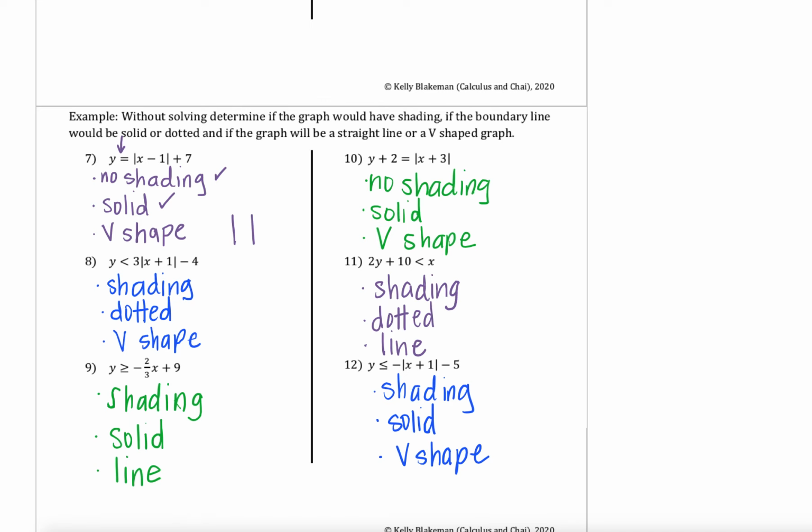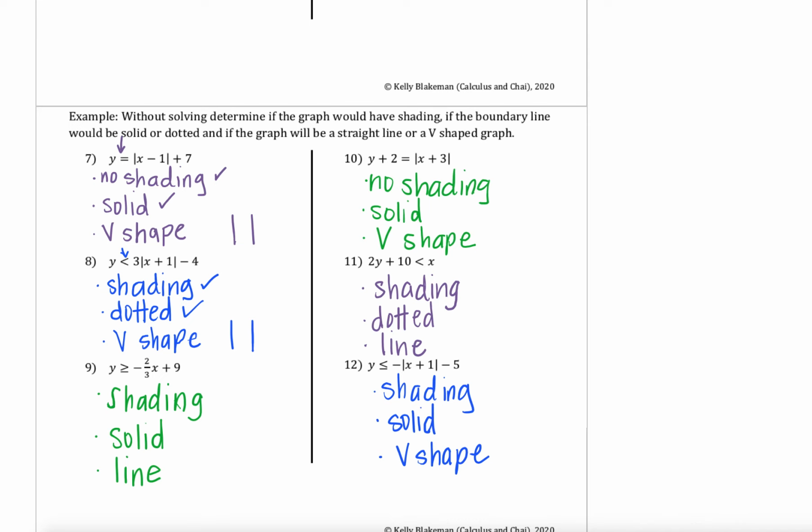Looking at example 8, we have y is less than 3 times the absolute value of x plus 1 minus 4. In this case, there is going to be shading because we have an inequality sign here. I have a less than. Also, because I have a less than, my boundary line will be dotted. And again, we have a V-shaped graph here because of those absolute value bars in this inequality.